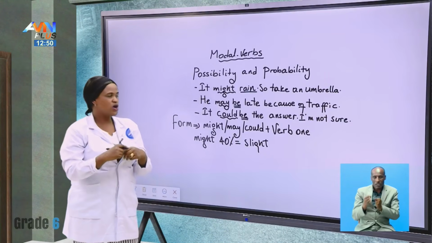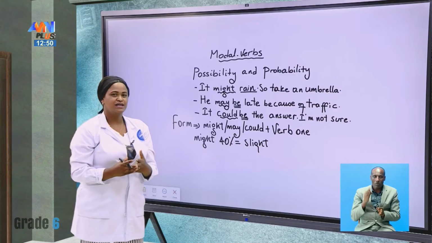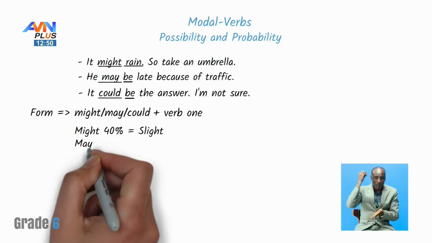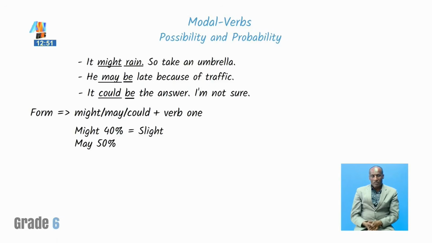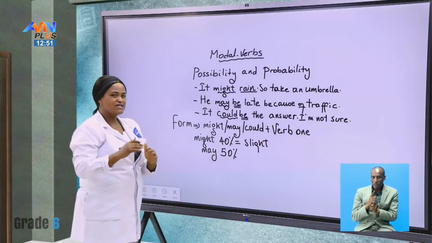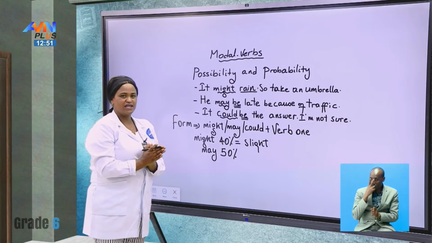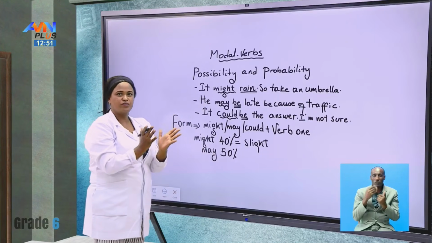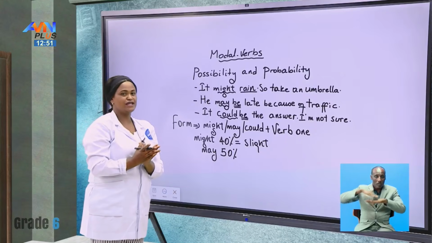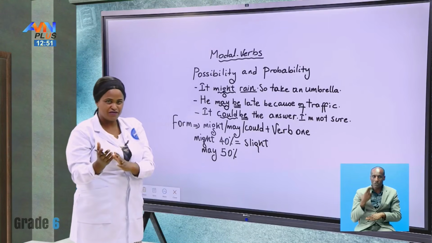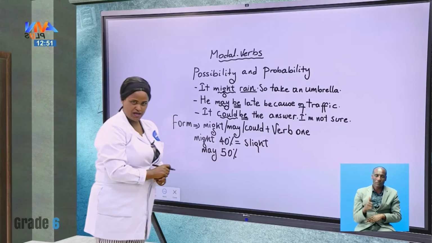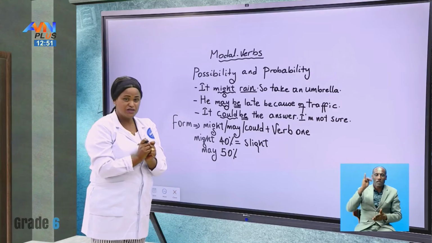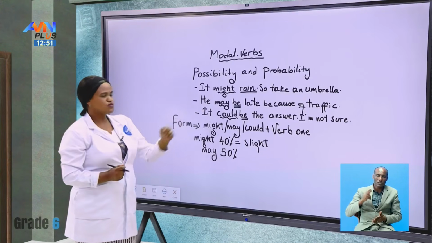Let's come to the second one. May. We also use may to express the degree of possibility, and for may it is 50%. So, if you are somehow sure, for example, for the first one, if you have seen clouds, or if the weather becomes foggy, the possibility for the rain is 50% or maybe above. At that time, you use may. But if the possibility is very little, then we use might. Excellent.